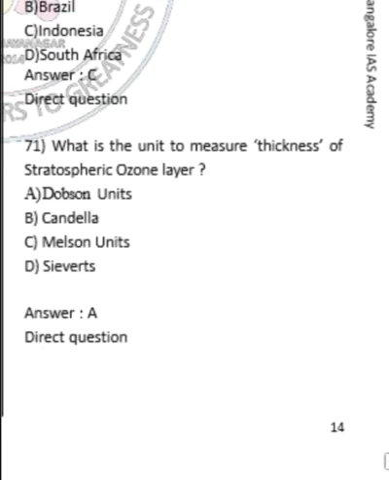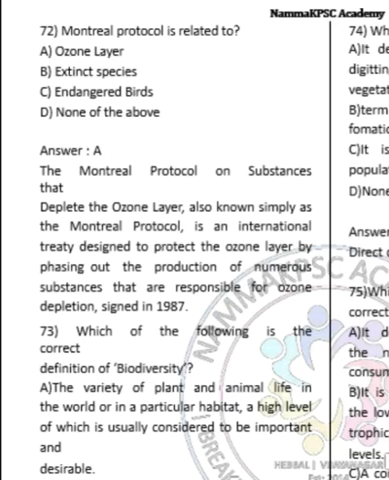Question number 71, it is asking what is the unit to measure thickness of stratospheric ozone layer. Answer is option A, Dobson unit, again a straightforward fact. Question number 72, it is asking Montreal Protocol is related to which of the following. Answer is option A, ozone layer.